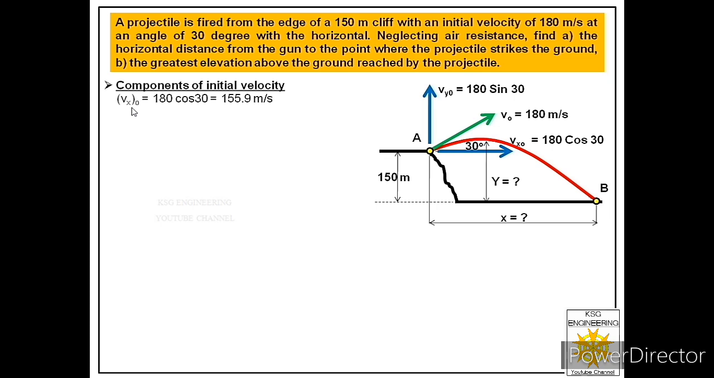So Vx naught represents the horizontal component of initial velocity. It is 180 cos 30 and its value will be 155.9 meter per second. And the second component is Vy naught. It is the vertical component of initial velocity and it is 180 sine 30 and its value is 90 meter per second. So first step is that if initial velocity is at some angle to the horizontal, we should find the components of that initial velocity.